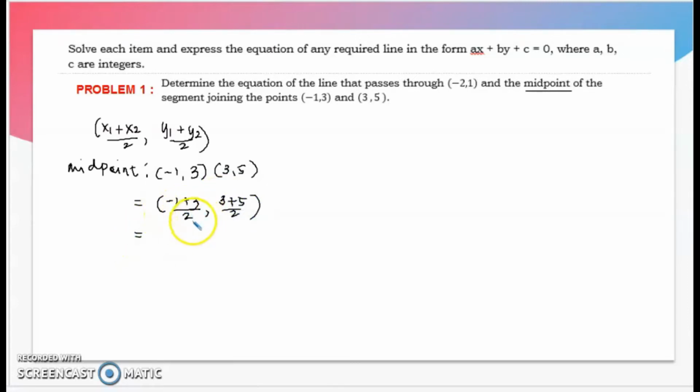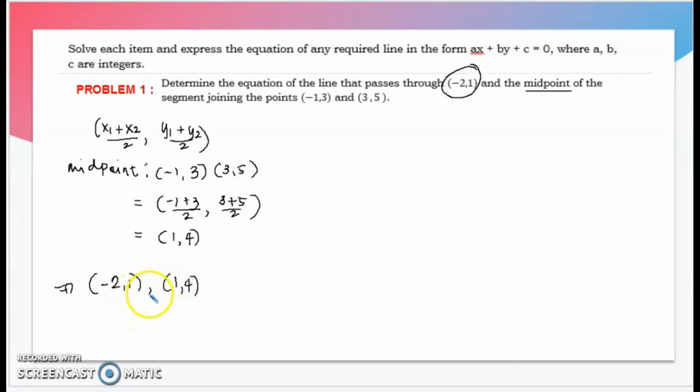So -1 plus 3 over 2 is 2, and then divided by 2, which is equal to 1. And the y coordinate of the midpoint is 3 plus 5, which is equal to 8, divided by 2, which is equal to 4. So this is the midpoint of -1, 3 and 3, 5. Now, since the line passes through the point -2, 1, to get the equation of the unknown line, we have this information: point -2, 1 and the midpoint.